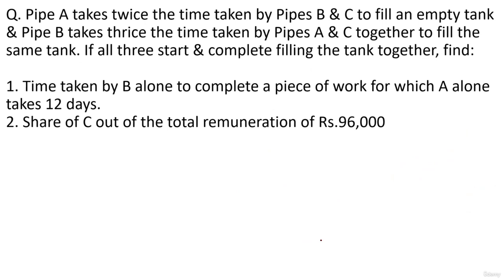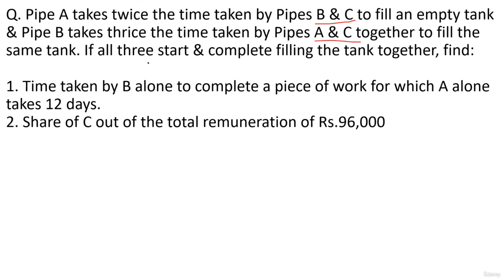Now, what we need to do here is, from the given data, we need to extract the ratio of their efficiencies. Okay, and let's see how we do it. Pipe A takes twice the time taken by pipes B and C. This is the first condition, and pipe B takes thrice the time taken by A and C together. That's the second condition, right?